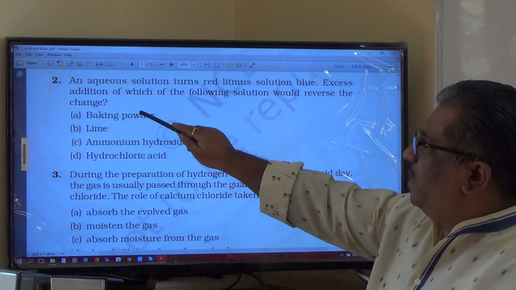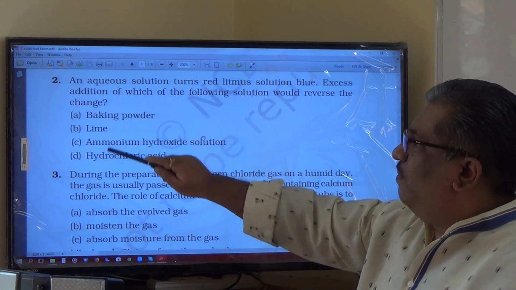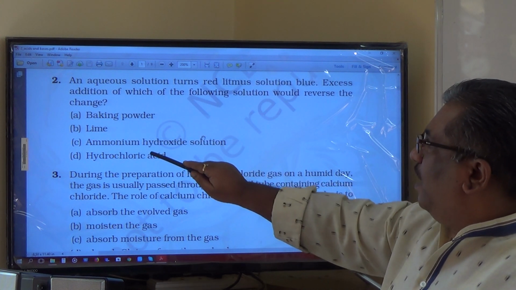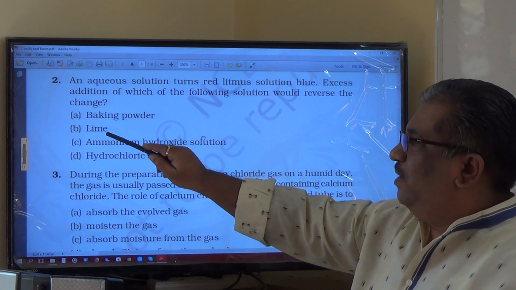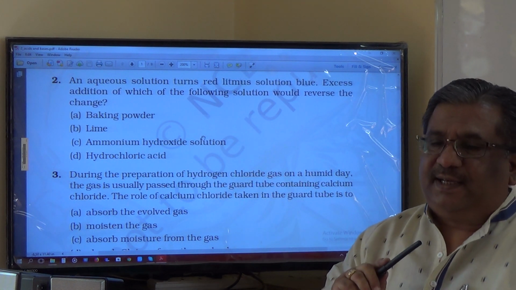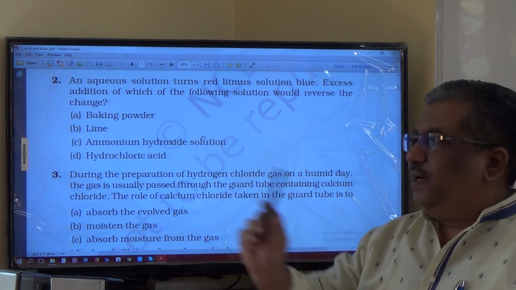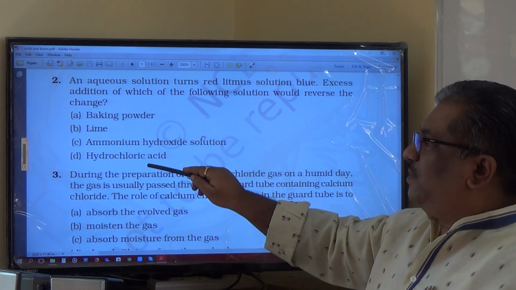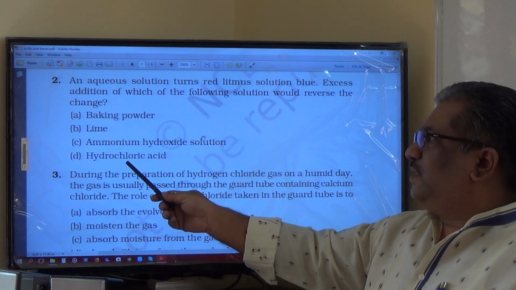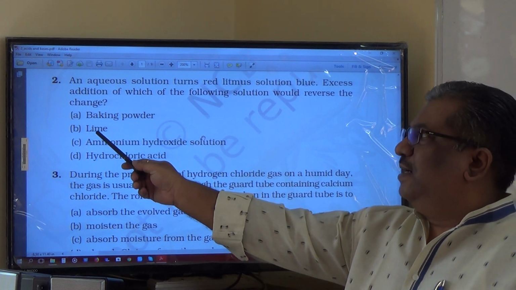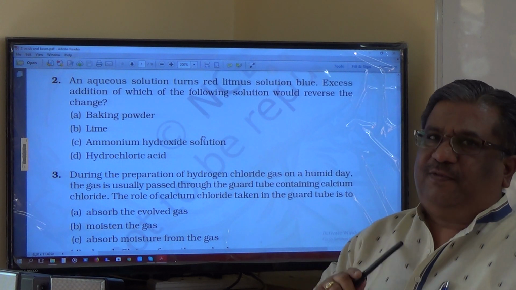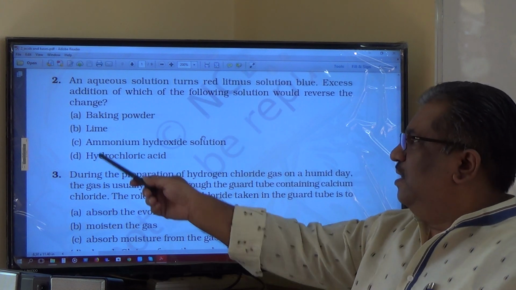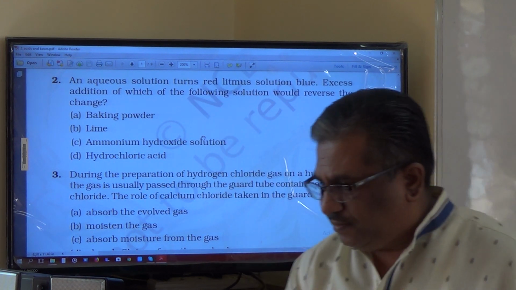So which are the acids? Baking powder, base. Lime, it is acid. Even though lime contains citric acid, you must read further options and then conclude. Ammonium hydroxide, base. Hydrochloric acid, strong acid. So hydrochloric acid is the answer for this. Lime is basically citric acid which is not a powerful acid, it's a weak acid. Therefore D is the answer. Next.